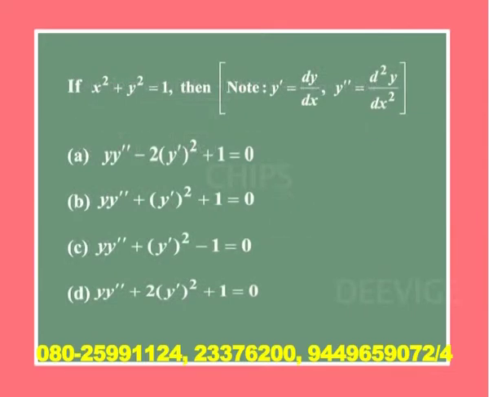If x square plus y square is equal to 1, note y dash is equal to dy by dx, y double dash is equal to d square y by dx square, then option A, y double dash minus 2y dash square plus 1 is equal to 0, option B, y double dash plus y dash square plus 1 is equal to 0, option C, y double dash plus y dash square minus 1 is equal to 0, option D, y double dash plus 2y dash square plus 1 is equal to 0.